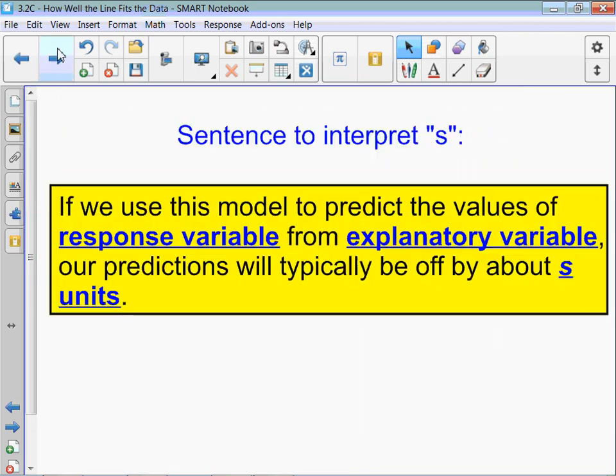So here's the sentence that you're going to write. This is more important than the formula, all right? If we use this model to predict the values of the response variable, so that's your y, from the explanatory variable, that's your x, our predictions will typically be off by about s units.